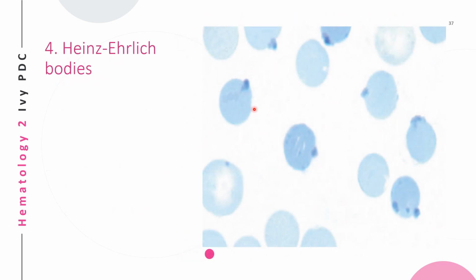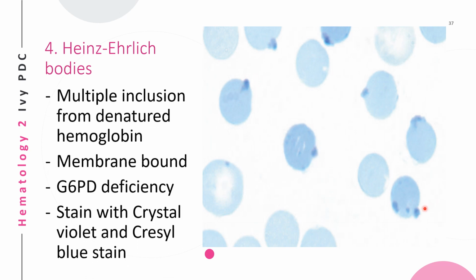The next inclusion body is the Heinz-Ehrlich bodies. This is the Heinz body. The description is that these are inclusions from denatured hemoglobin. They are membrane bound. That is why they are at the periphery. Here it looks like it's going out. So that's the Heinz-Ehrlich body. In G6PD deficiency, we will find Heinz-Ehrlich bodies, stained with crystal violet and crystal blue.